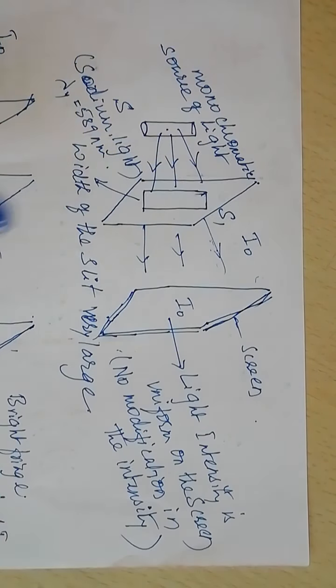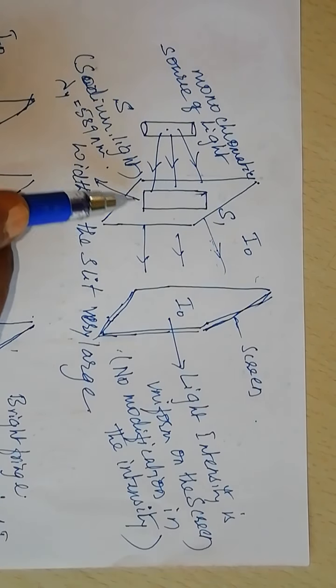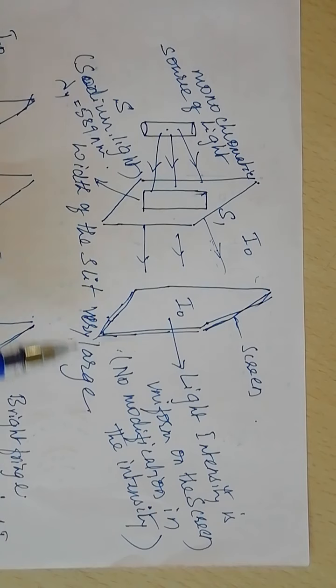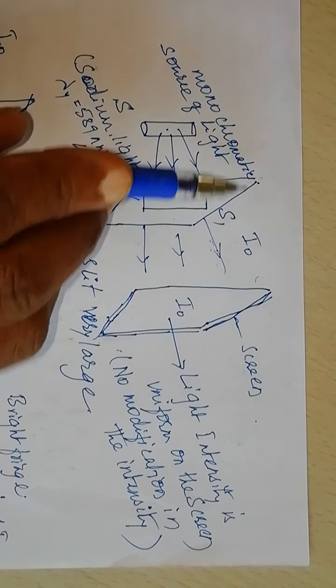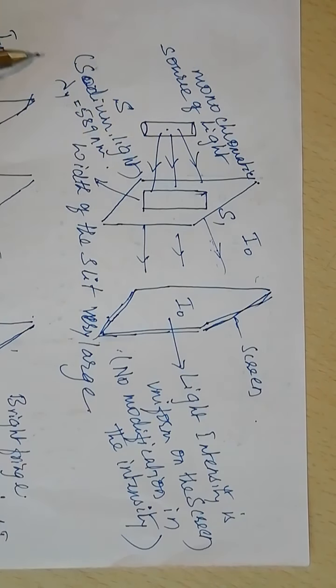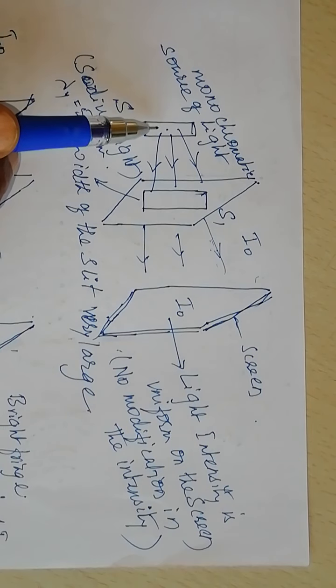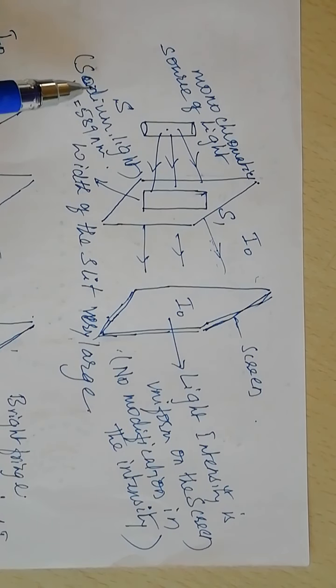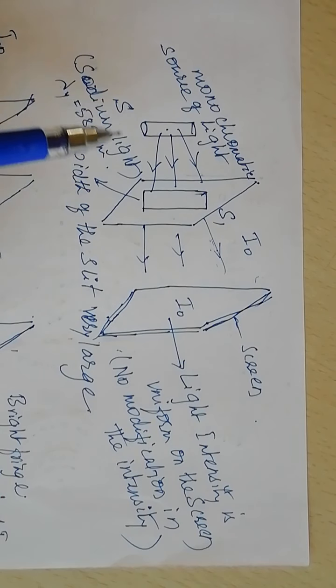here is a rectangular single slit of a large width in a cardboard. A monochromatic light, that is a sodium source, gives out yellow color light. Yellow color light is made to be incident on the single slit. The wavelength of yellow color light is 589 nanometer or 5890 angstrom units.